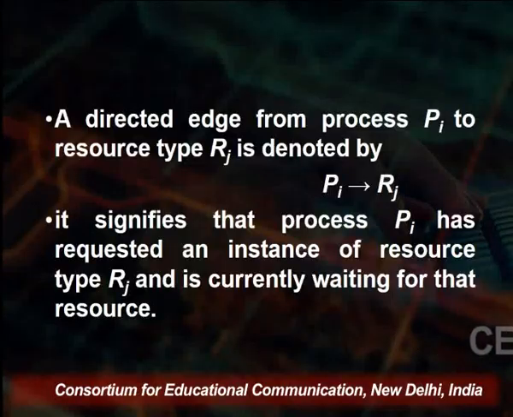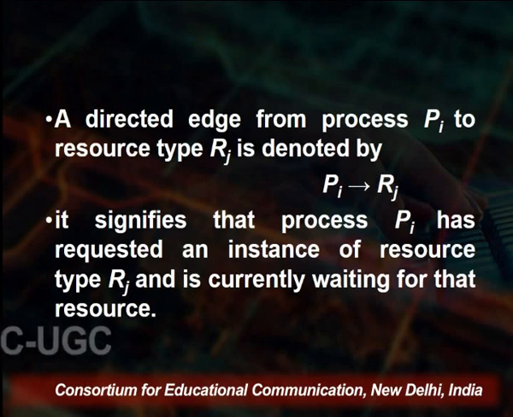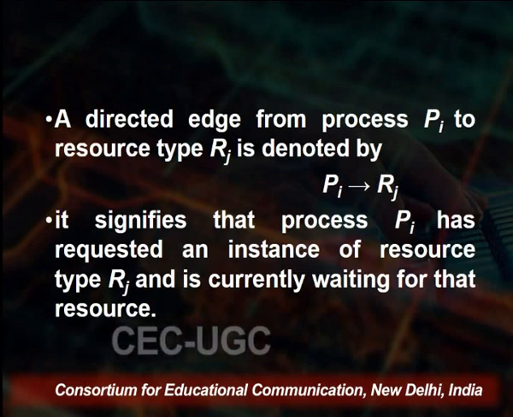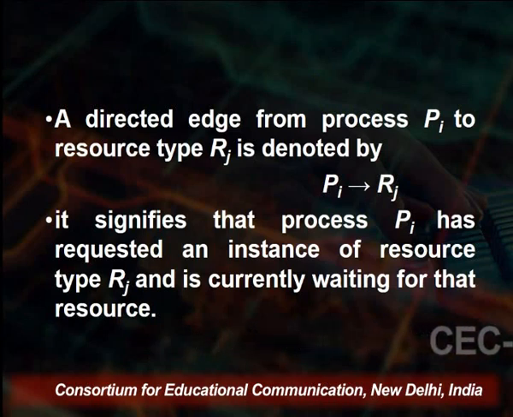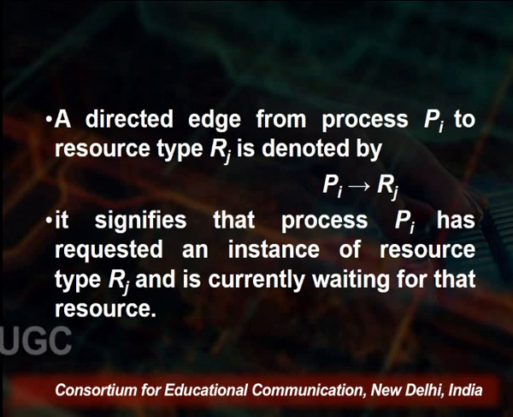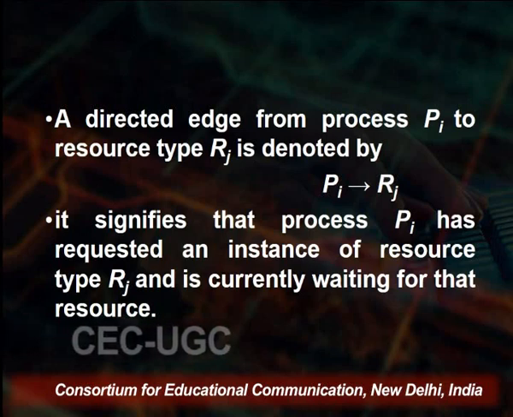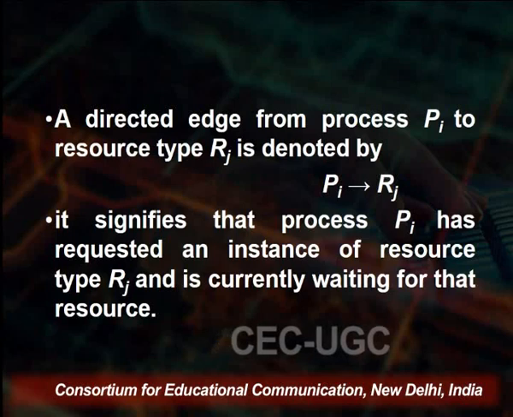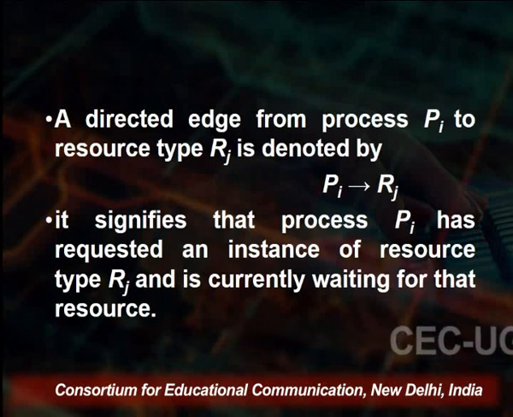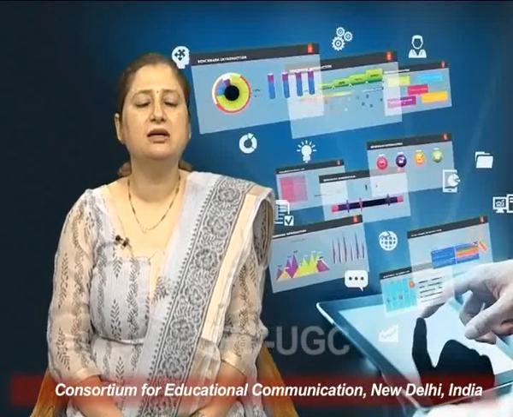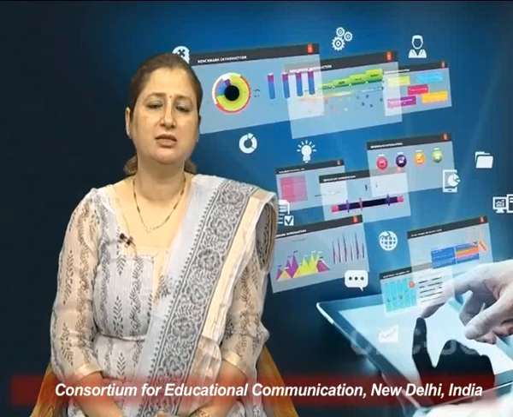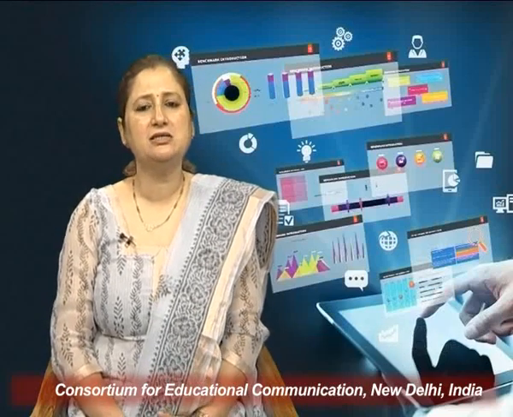So there will be a directed edge from process Pi to resource Rj, right. So there will be an arrow from Pi to Rj, and this will signify that process Pi wants an instance of the resource Rj, and it is currently waiting for that resource. So this type of arrow is known as a request edge, right. This is because Pi has requested the resource Rj, right.